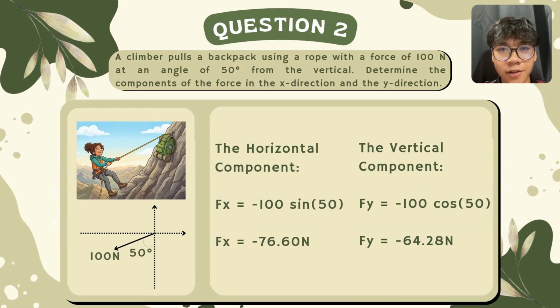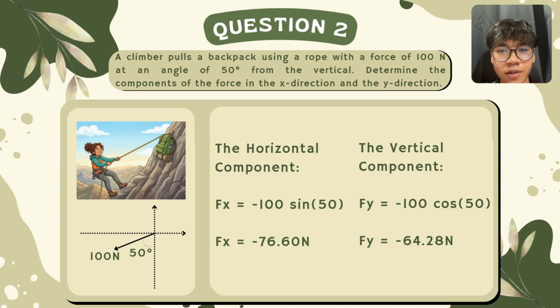Okay, now let's talk about question 2. A climber pulls a backpack using a rope with a force of 100 Newton at an angle of 50 degrees from the vertical. Determine the components of the force in the X direction and the Y direction. So we have to find the horizontal component and the vertical component.